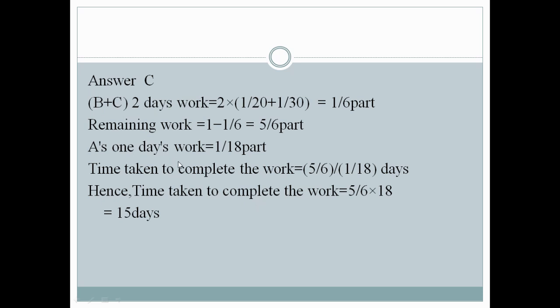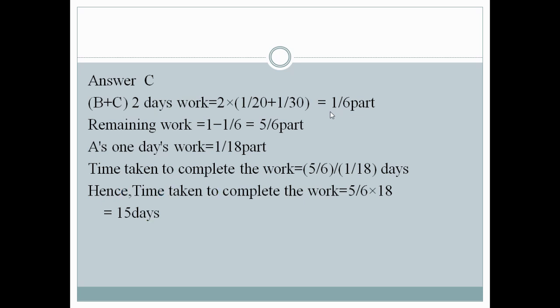So first, we have calculated the 2 days work of B and C. We got it as 1 by 6. So the remaining work was 5 by 6. A's 1 day's work is given as 1 by 18. So to complete 5 by 6 of the work, A takes 5 by 6 into the number of days, that is 18, equal to 15.